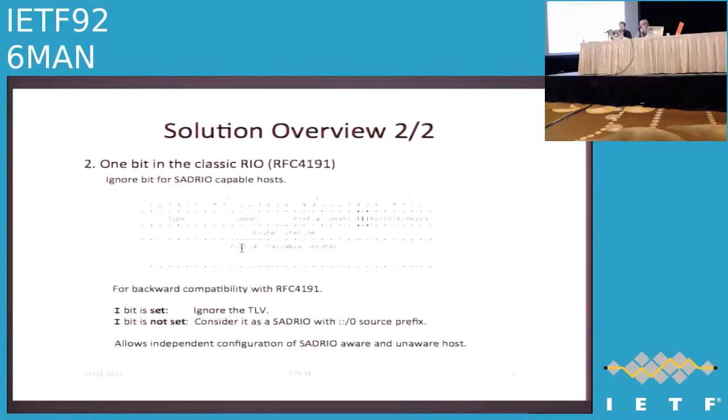The second point is the Routing Information Option. For backward compatibility reasons, with those hosts that won't implement the SADR stuff right away, we just defined one new bit, which is called the ignore bit. Once again, it's in the Routing Information Option, not the PIO.